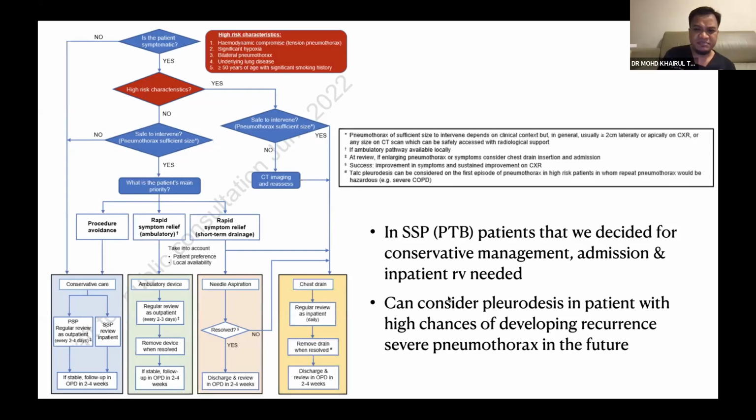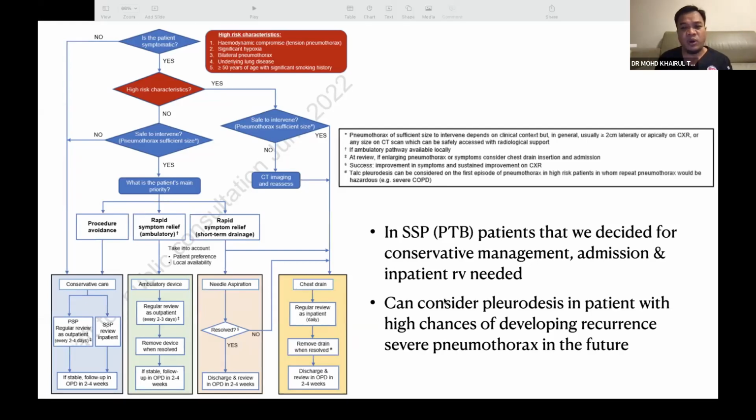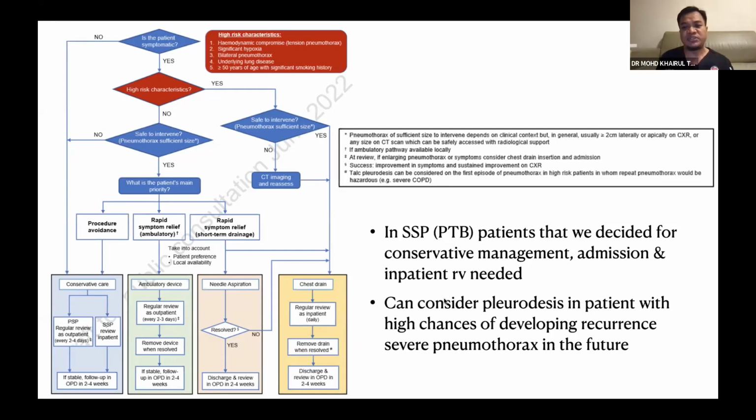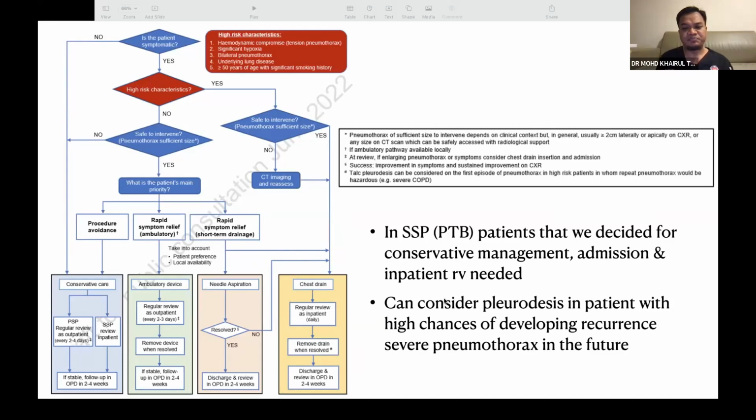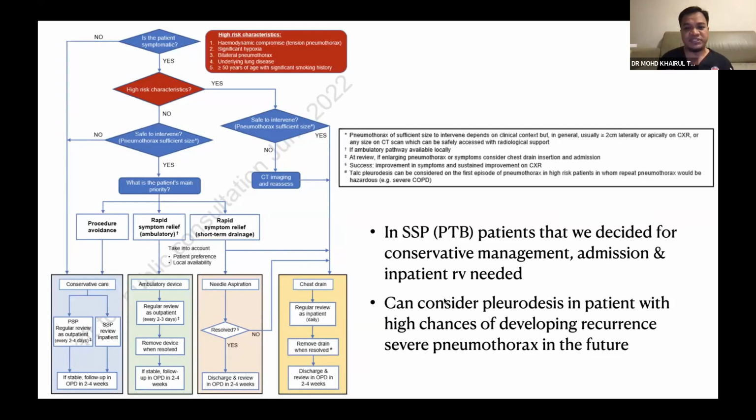So remember, in secondary pneumothorax, such as in a TB patient, even when you opted for conservative management, please ensure that the patient is admitted for at least 24 to 48 hours to review the condition. So whenever you have a very bad lung, especially a very severe TB or any cause of secondary pneumothorax, you can always consider pleurodesis, even though it's a first presentation, especially when you suspect this patient will definitely develop severe pneumothorax in the future.